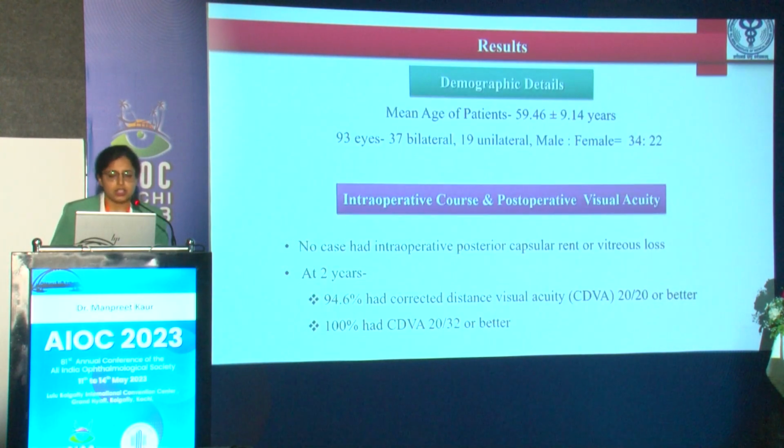The mean age of the patients was 59.46 plus minus 9.14 years, 37 were bilaterally implanted, 19 were unilateral cases. No case had an intraoperative posterior capsular rent or vitreous loss. At 2 years, 94.6% had corrected distance visual acuity of 20/20 or better. 100% had corrected distance visual acuity of 20/32 or better.